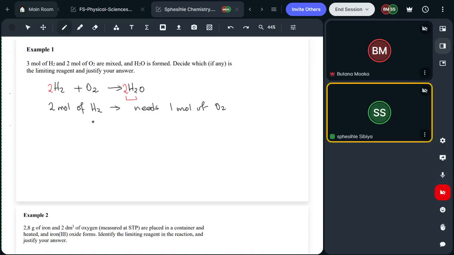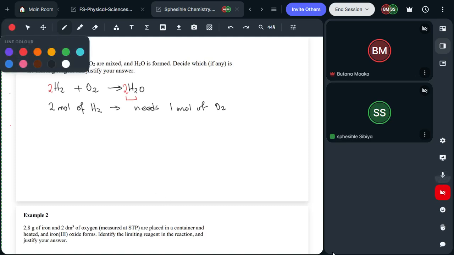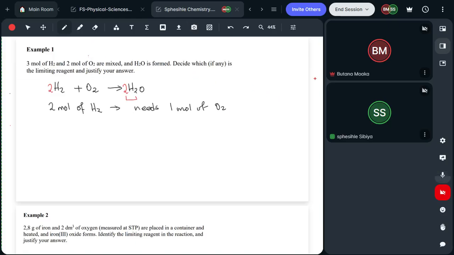I understand. Perfect. So now, the statement said 3 moles of H2 and 2 moles of O2 are mixed and water is formed. So look at this. I'm going to analyze the statement now. From this statement, I'm going to say that, can you see they said 3 moles?